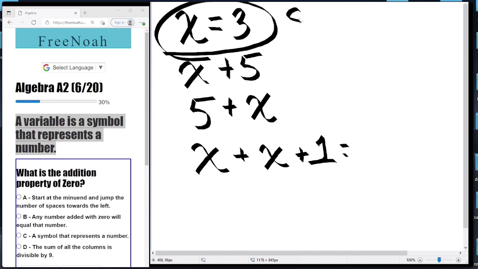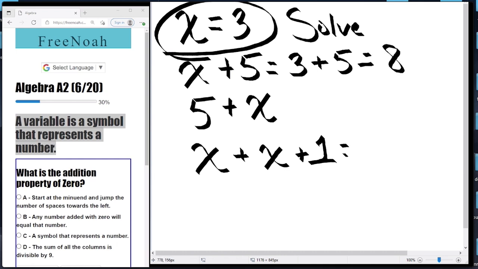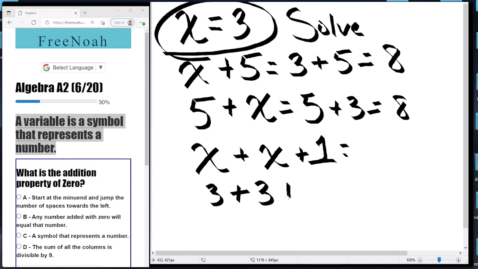We're just going to do the same thing we did in our previous example. Solve when x equals 3. We're going to replace all of our x's with 3's. So here we have 3 plus 5, that equals 8. Next equation, 5 plus 3 equals 8. And now for this last one, we have x plus 1, so 3 plus 1 equals 4.